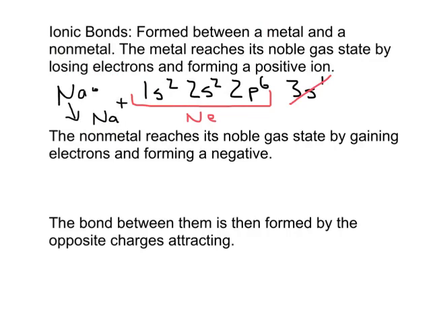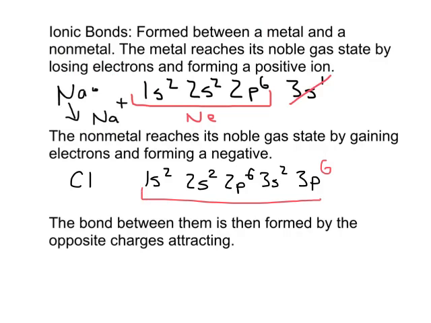The nonmetals are just the opposite. They gain electrons and form a negative ion. So if you had a Lewis dot structure involving chlorine, 1s2, 2s2, 2p6, 3s2, 3p5, if it gains an electron and goes from 3p5 to 3p6, it has now reached a noble gas state of argon.